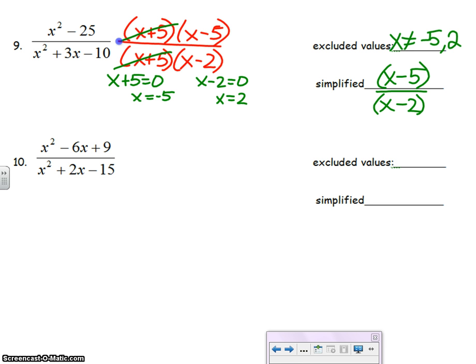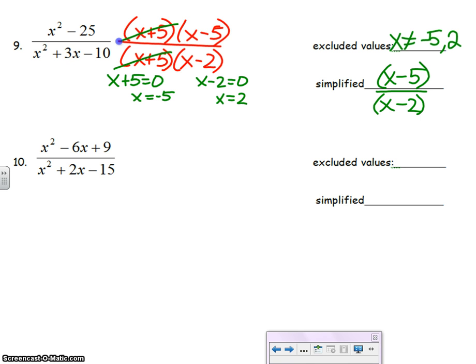Now, even though we have an x in the numerator and an x in the denominator, we can't get rid of these because they're connected to the 5 and the 2 through addition or subtraction, okay? So we can't just reduce those out, even though we have both an x in the numerator and the denominator. And that's why it's helpful to leave them in parentheses.